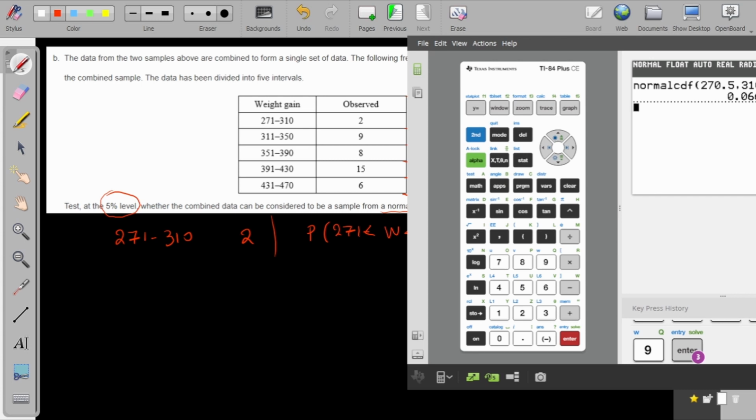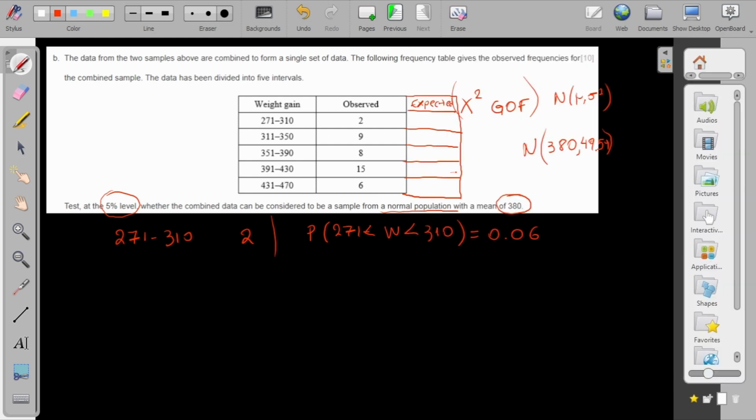Okay, how many data do I have here now? Altogether my data are 40. So basically now I just need to calculate how much is 40 times 0.06, which is 2.4. So for this value it's 2.4.